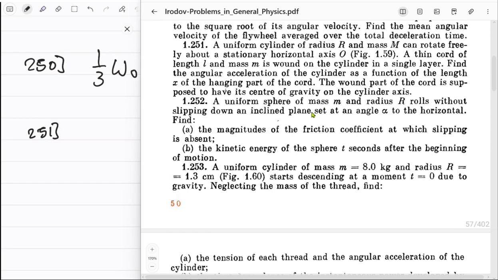I mean, even if it wasn't like that, we would just take the inertia, right? So, okay. Thin cord of length L, mass m is wound to the cylinder in a single layer. Find the angular acceleration of the cylinder as a function of the length. Oh, okay, right. So for the gravity part, you actually have to take the wound part of the cord is supposed to have its center of gravity on the cylindrical axis. Yeah, well, it does change, but assume r is really small. Like it's wound a lot of times and r is really small. Does that make sense? Right.